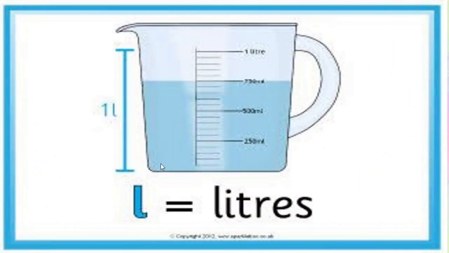See, this is a mug. Here L is equal to liters, it is given. See here, you can read the readings: 250 ml, 500 ml, 750 ml, 1 liter. Isn't it? This mug measures 1 liter. We can say that the capacity of this mug is 1000 ml, which is nothing but 1 liter.